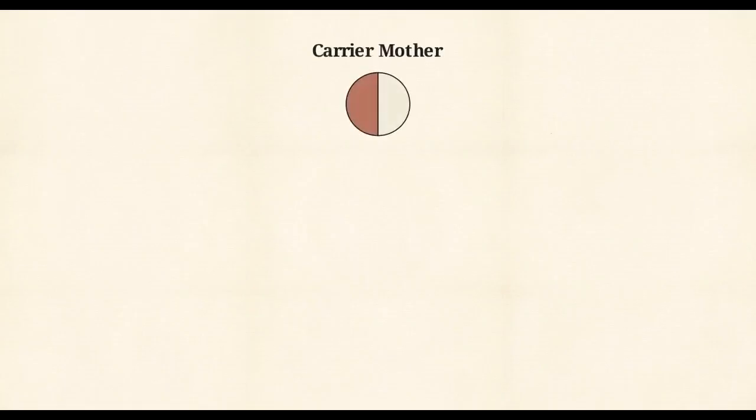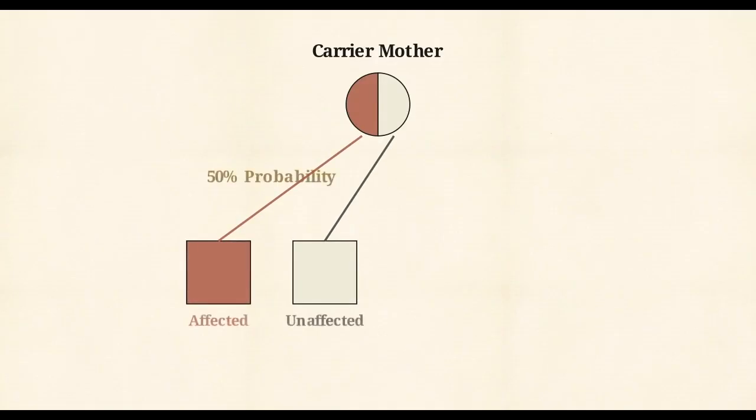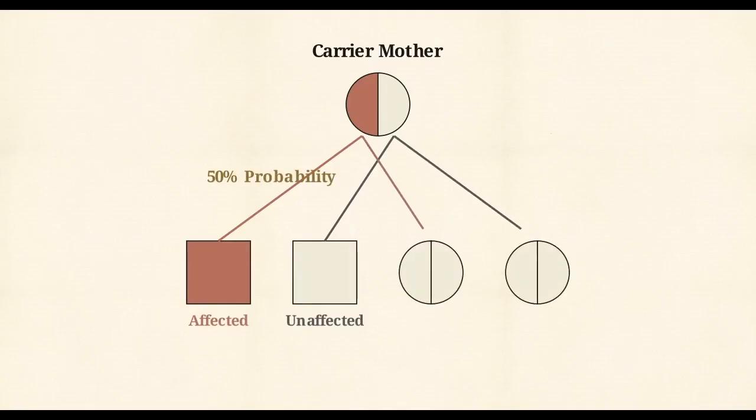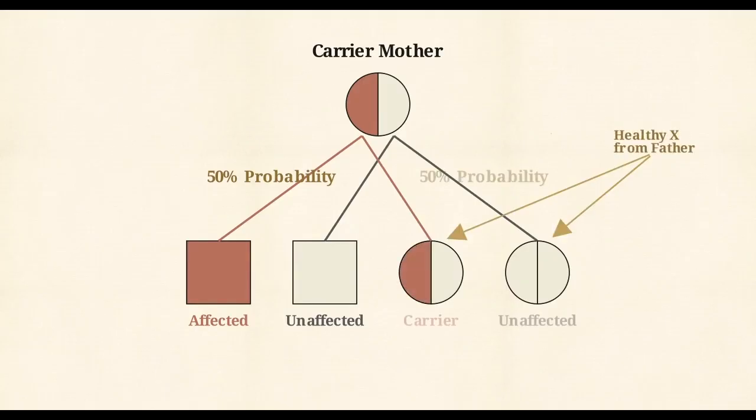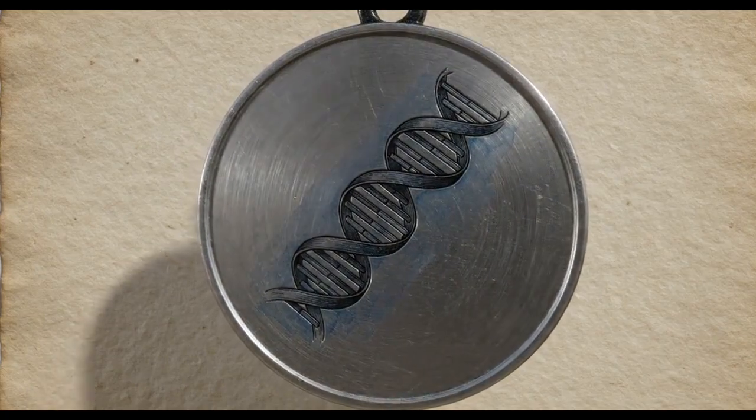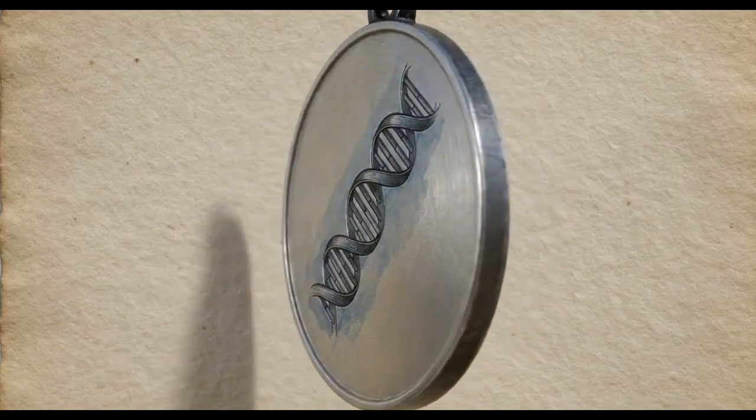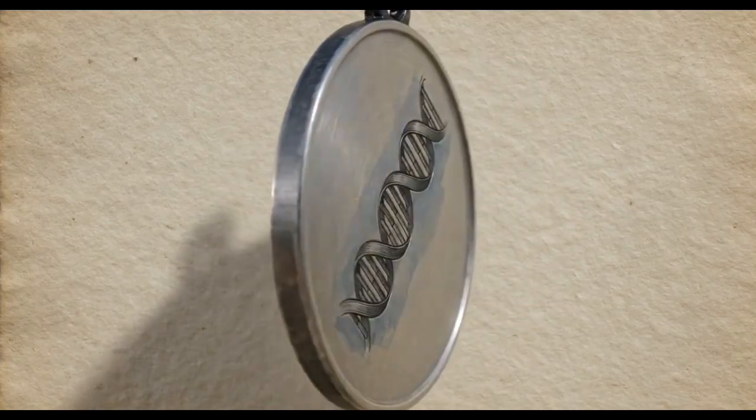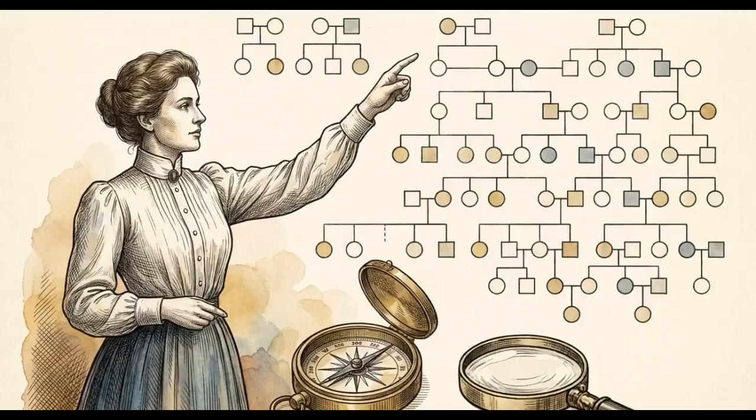A carrier mother has 2 X chromosomes, one affected and one healthy. Her sons have exactly a 50% chance of inheriting the affected gene and expressing the disease. Her daughters face the same 50% probability, but a second healthy X chromosome from their father means they will only ever become silent carriers. The paternal path dictates absolute outcomes, while the maternal path introduces pure coin flip probability to the genetic line. Combining these rules allows you to actively interrogate any multi-generational family tree.